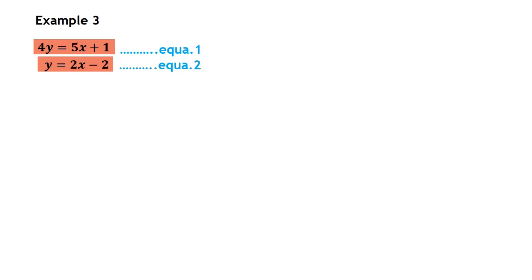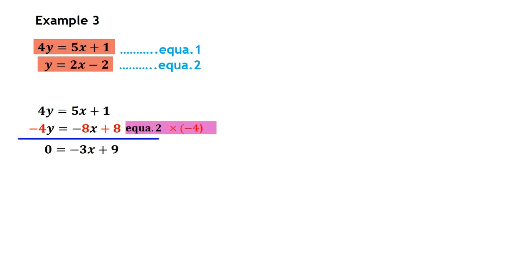I would go for y because I can already see that, one of the important things here is I already have a 4y. I can just multiply the bottom equation, equation 2, by -4. But I must multiply all the terms by -4. So I keep equation 1. I multiply equation 2 by -4. I get -4y, I get -8x, I get +8. Now I'm ready to eliminate. Add the two equations. I get 0 equals -3x plus 9. Solve for x, and your x equals 3.